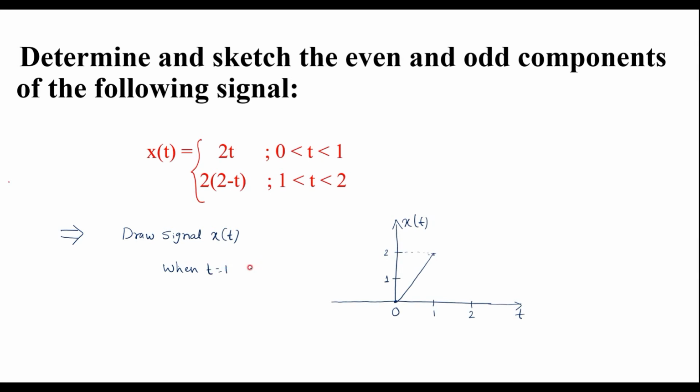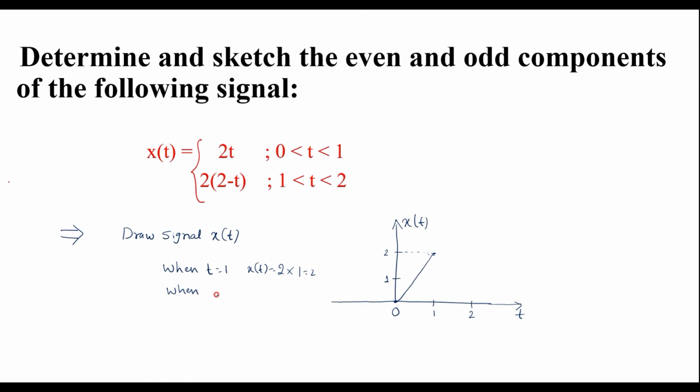Now say when t is equal to 1, then x of t is equal to, here it is 2 in bracket 2 minus 1, that is 2 into 2 minus 1 is 1, which is equal to 2. Therefore at t equal to 1, the value of x of t is 2. That is the same point, that is here.